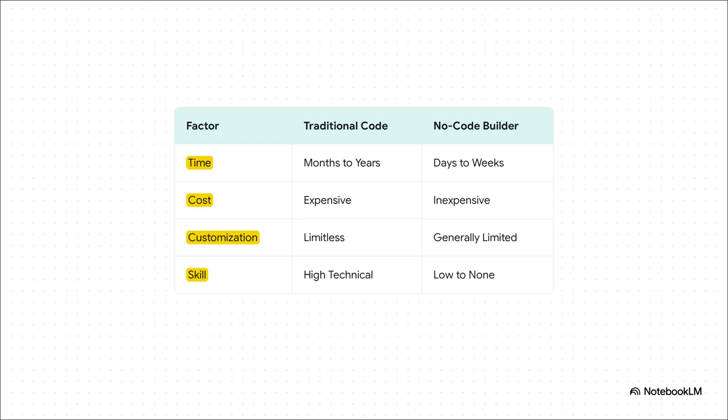With traditional code, your customization is literally limitless. You can build anything you can imagine, but you pay for that freedom with a ton of time, a lot of money, and a high skill requirement. No code, on the other hand, gives you incredible speed and affordability, but you are working within the limits of the platform. So the question you really have to ask yourself is, what's more important for you right now? Absolute perfect customization or incredible speed to get your idea out there?